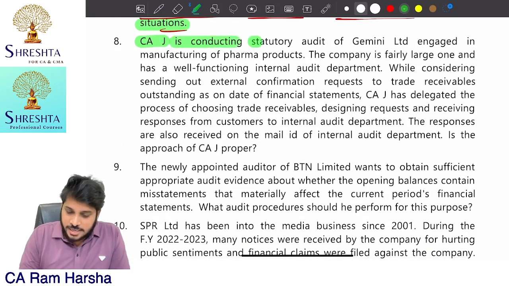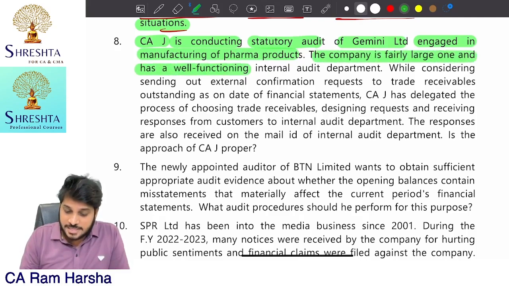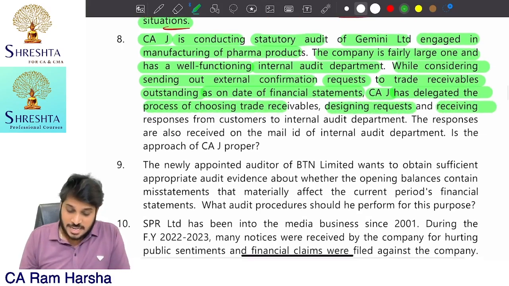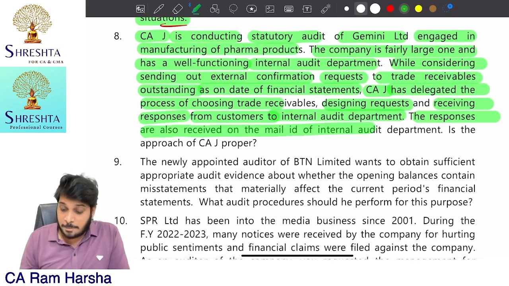CAJ is conducting a statutory audit of Gemini Limited, engaged in manufacturing of pharma products. The company is fairly large and has a well-functioning internal audit department. While considering sending out external confirmation requests to trade receivables outstanding as on the date of the financials, CAJ has delegated the process of choosing trade receivables, designing the request, and receiving the response from customers to the internal audit department. The responses are also received on the mail ID of the internal auditor.